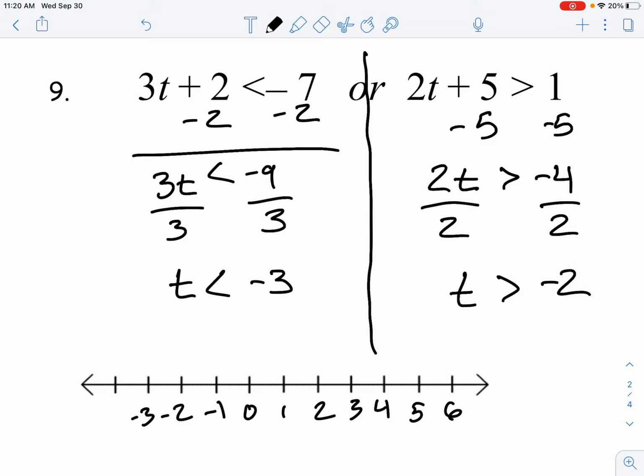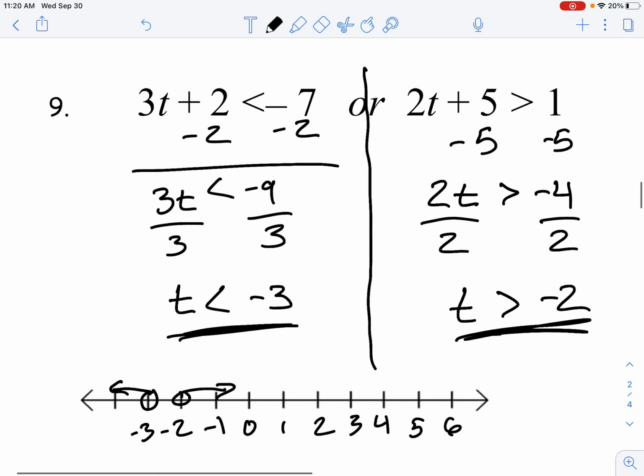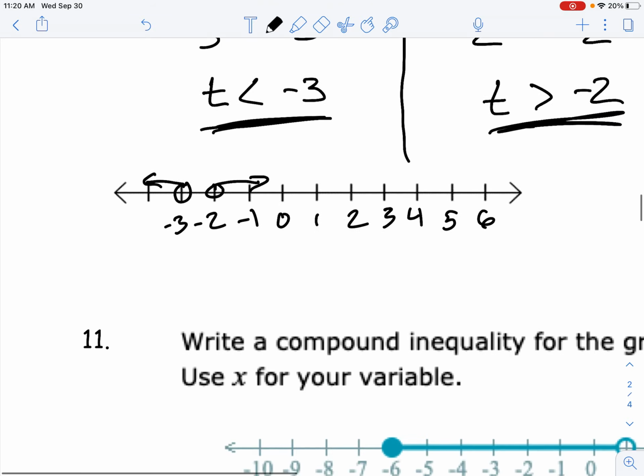So put an open circle at negative 3 and an open circle at negative 2. And it says for the negative 3, t is less than, so we have to have our arrow going that way. On this one it says t is greater than, so our arrow's going the other way. They're going opposite each other, just like every OR problem should be.